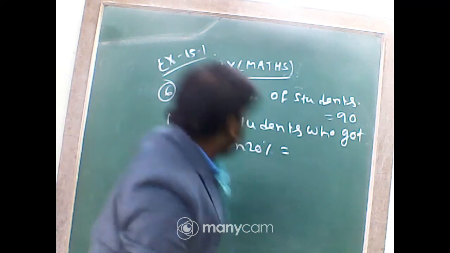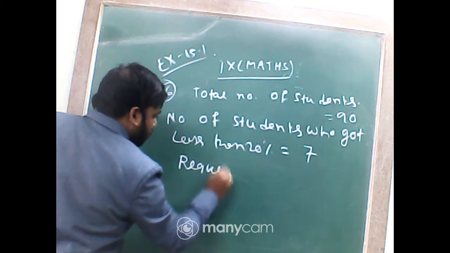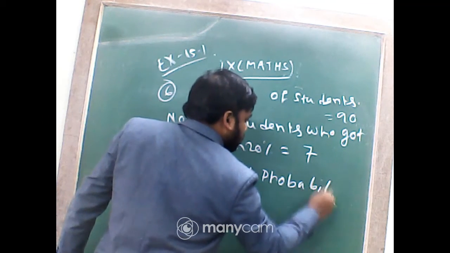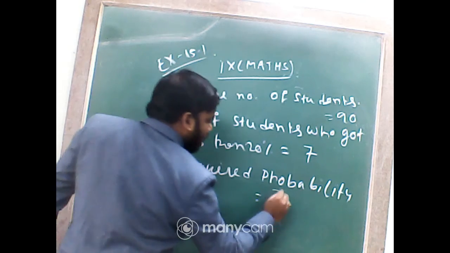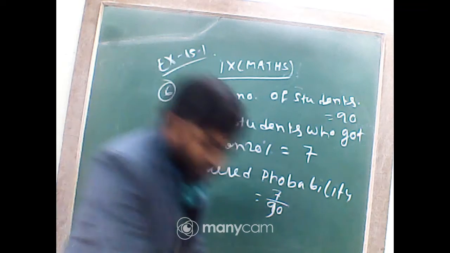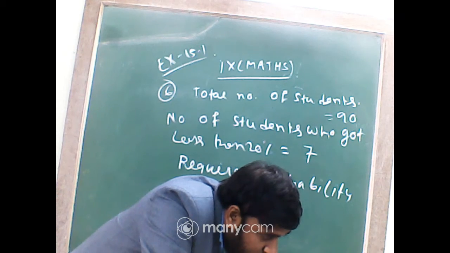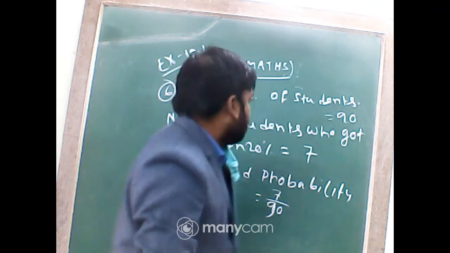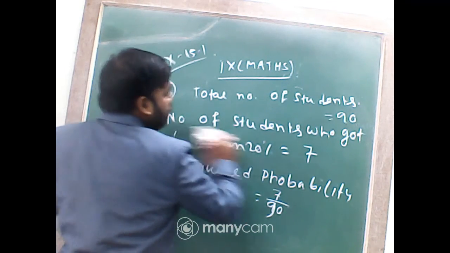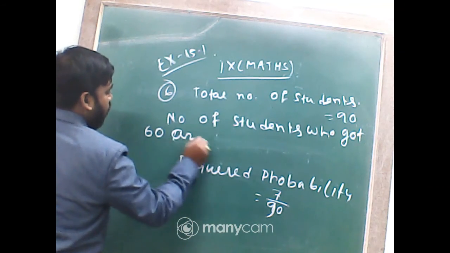Okay. So number of students, so required probability equal to 7 by 10. Got it? Sorry, 7 by 90. Got it, everyone? Any doubt? Okay. Next question. So total number of students, that is 90, and total number of students who got 60 or above.